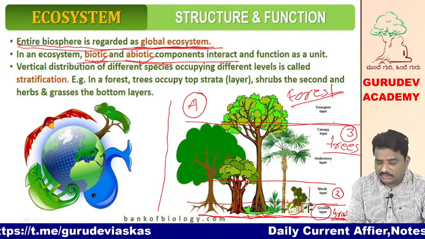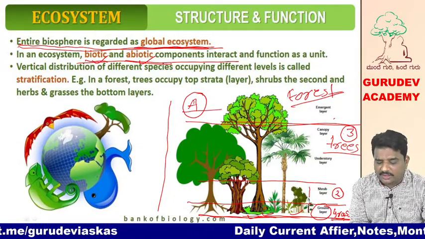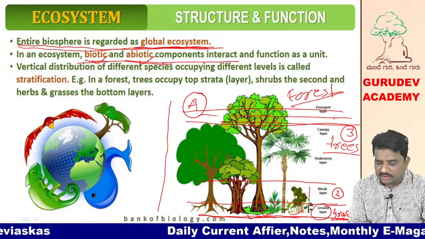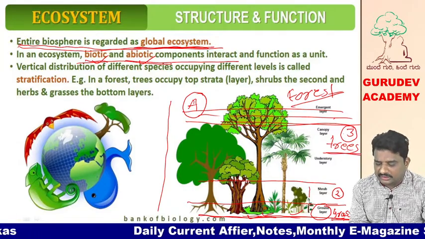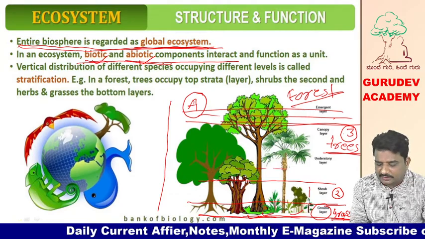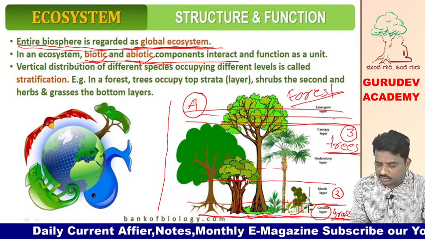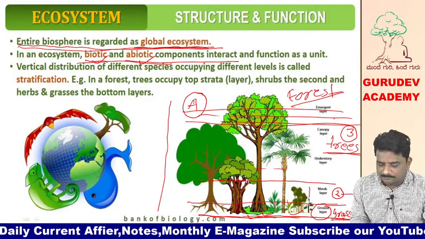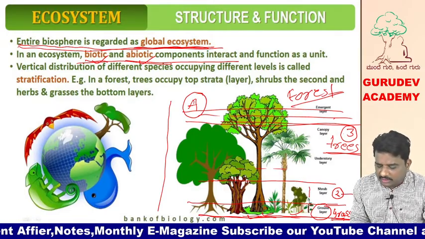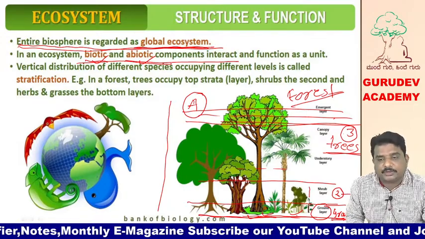This is the top layer. In the vertical distribution you see here, at the top level you have trees. After the trees, medium heighted plants are there. Those are called shrubs. And in the lowermost layer we have grasses.